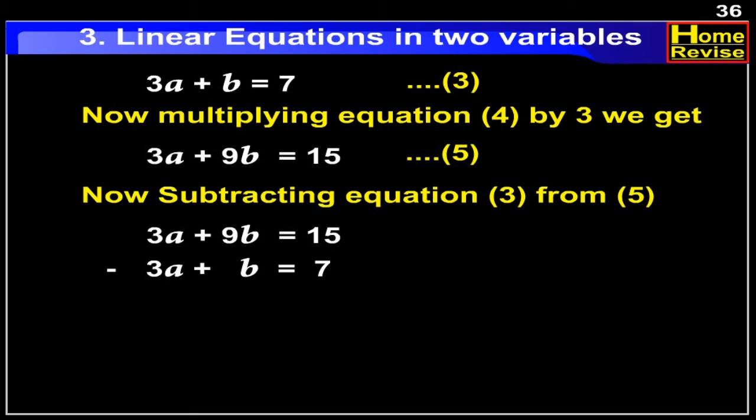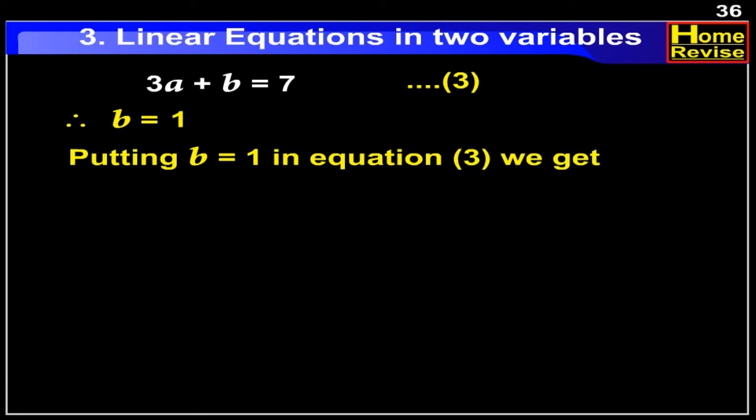The signs of equation 3 change. That is, minus into plus 3a gives minus 3a, minus into plus b gives minus b, and minus into plus 7 gives minus 7. Here, plus 3a and minus 3a get cancelled out and we get 8b is equal to 8. Therefore, b is equal to 8 divided by 8, which is equal to 1.